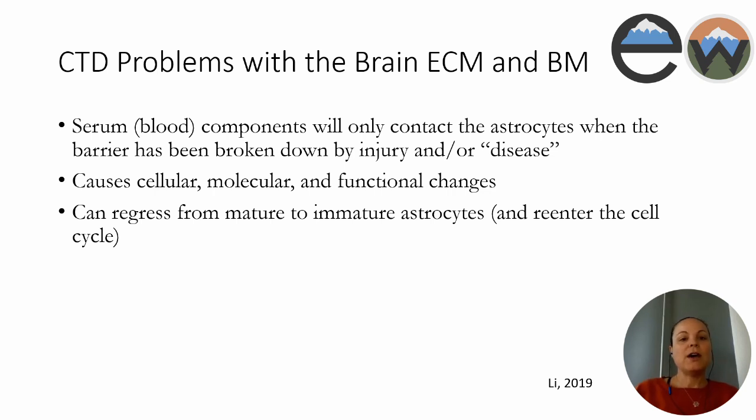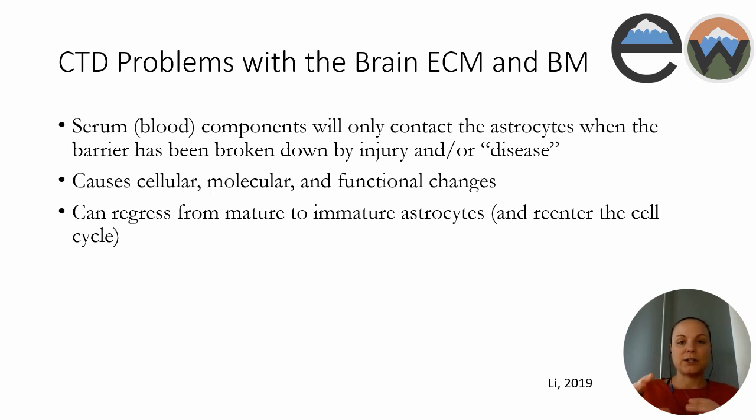Okay, so when we have connective tissue issues that cause inefficiency of the brain extracellular matrix and the basement membrane, we can see problems, right? The blood components are not supposed to contact the astrocytes, these little cells that we'll talk about more in a little bit. But when the barrier has been broken down by injury or disease, they will make contact. And this is where we get a lot of confusion, misinformation, and inappropriate responses. It can cause cellular, molecular, and functional changes.